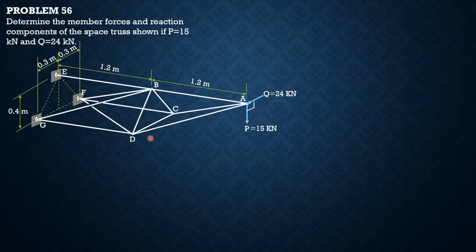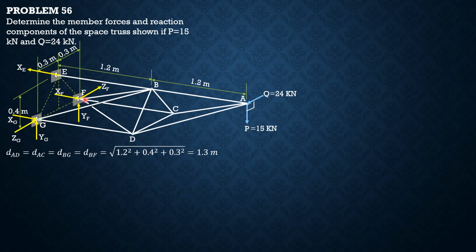So let's compute distance AD, which is equal to distance AC, BG, and BF. So the square root of 1.2 squared along X, along Y 0.4 squared, then along Z 0.3 squared. So that is 1.3 meters.